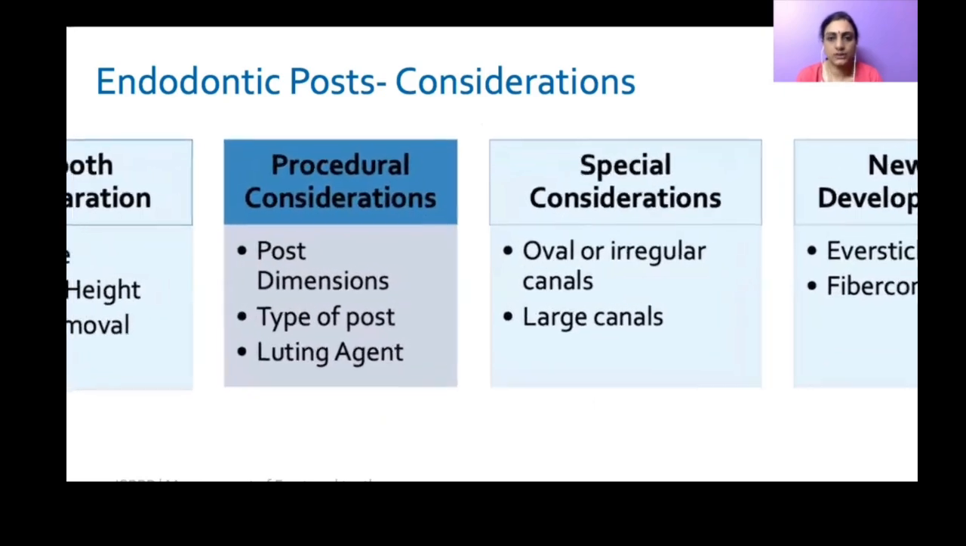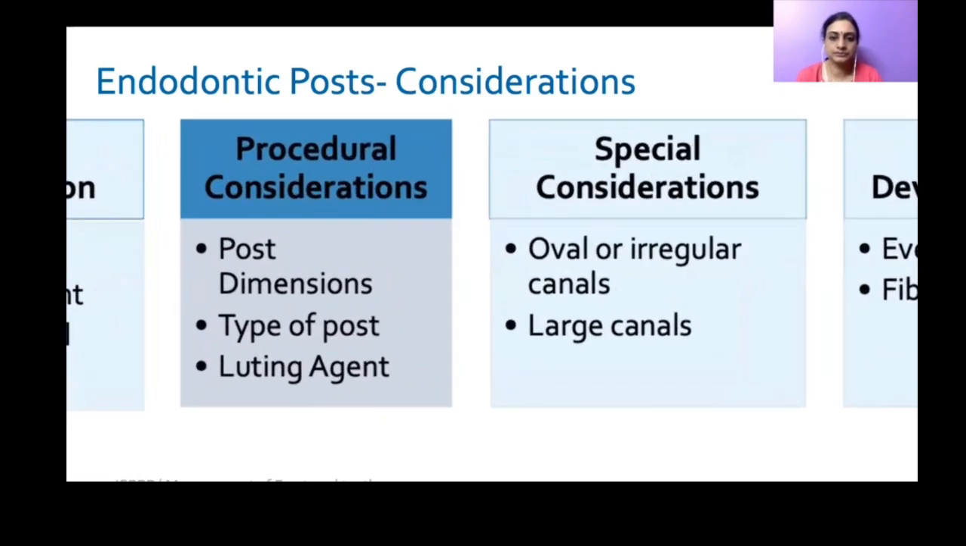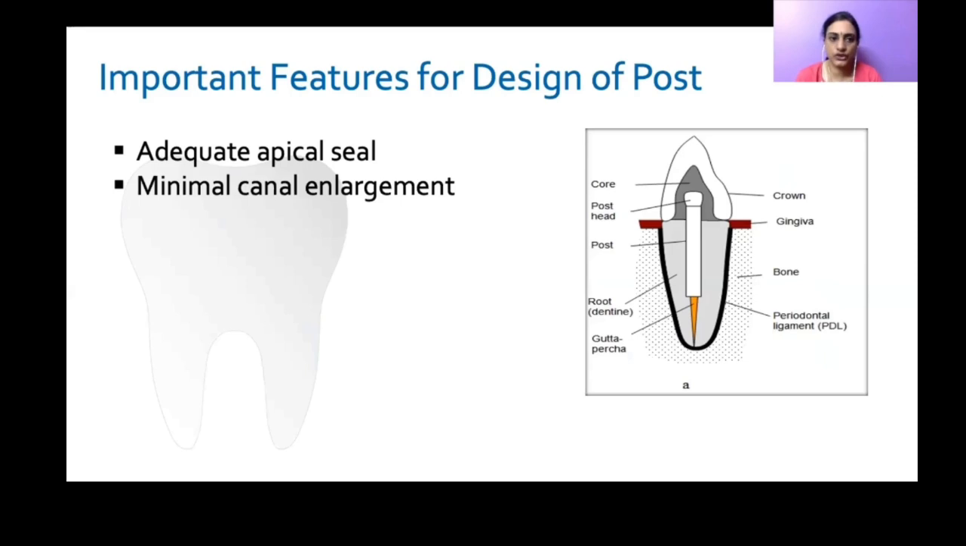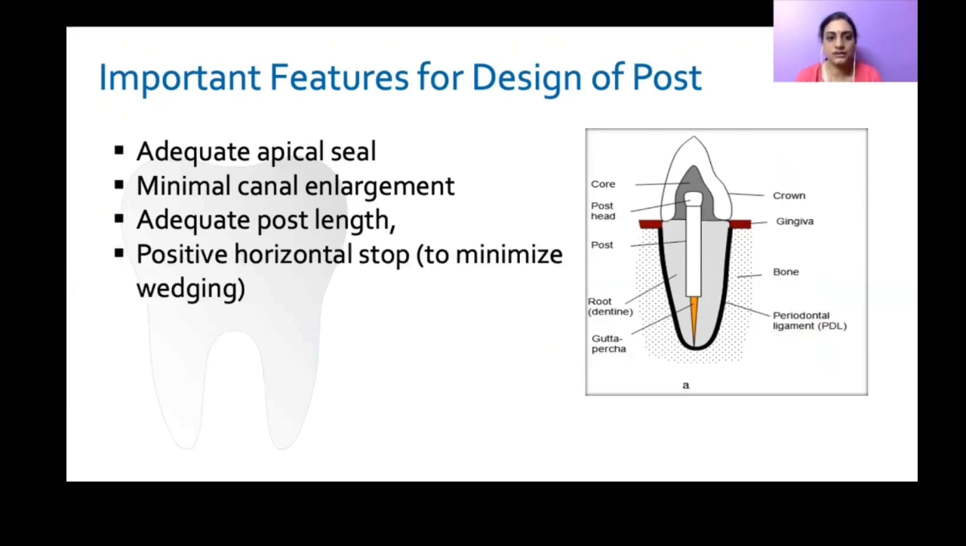Let us come to procedural considerations. For a post to be successful, you should have an adequate apical seal. If it is disturbed, the entire assembly goes for a toss. Remember, minimal canal enlargement so that there is enough strength remaining in the radicular dentin. Adequate post length. Otherwise, this will not only result in poor retention, this may also cause more stress concentration.